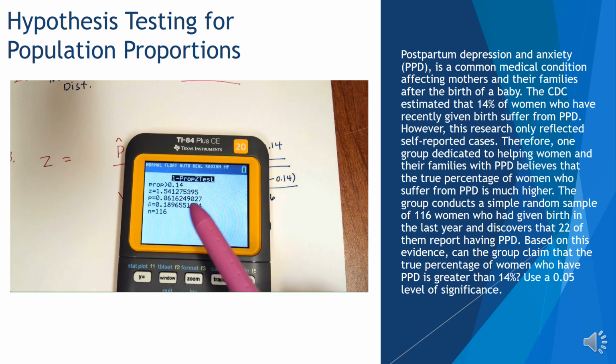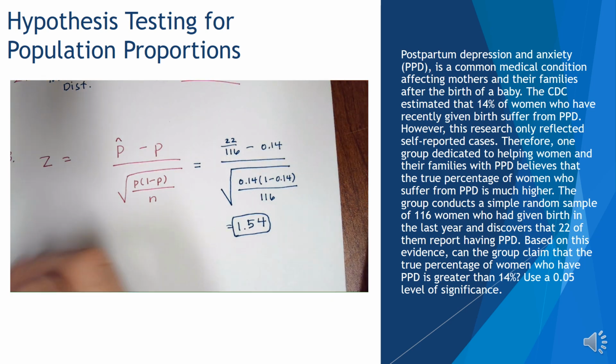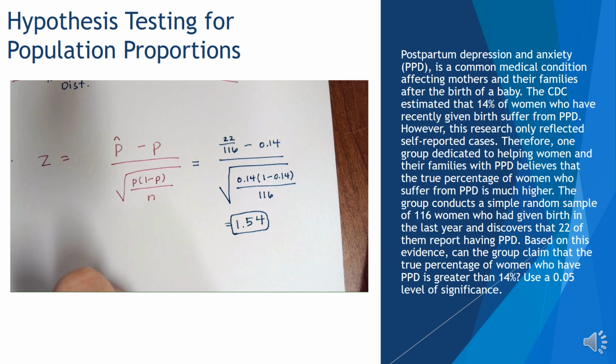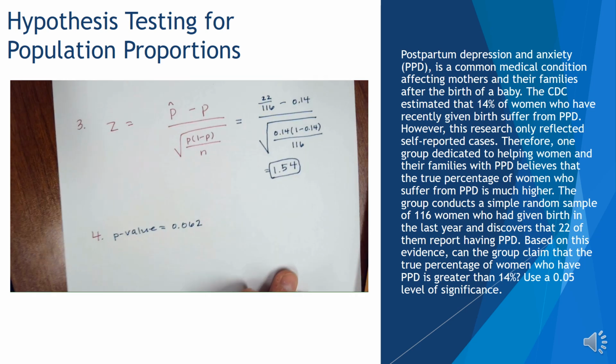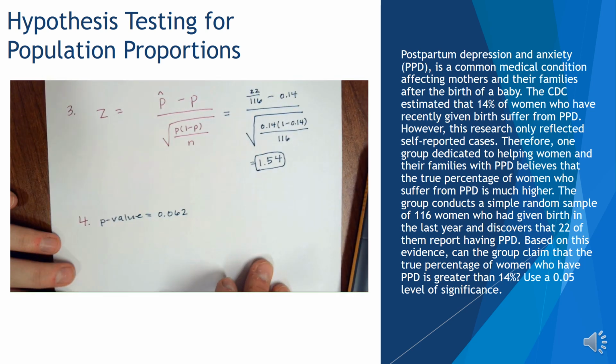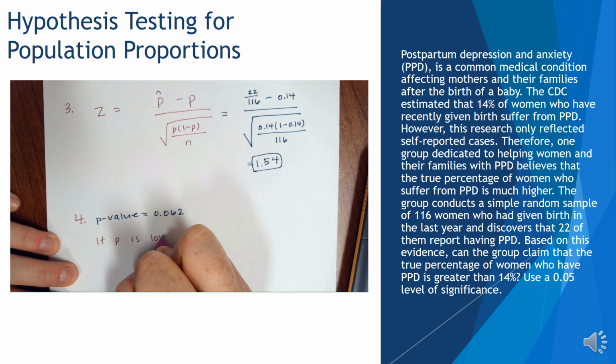There's our p-value. Here's again our test statistic, 1.54, and then our p-value is 0.062. Let's write that down. P-value equals 0.062. Readjust my camera a little bit. Now remember the rule for p-values. If p is low, reject H0.